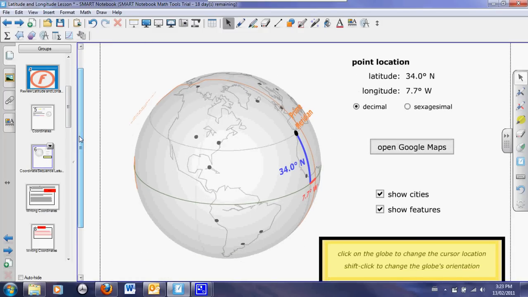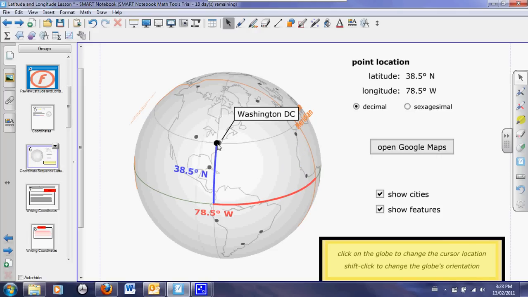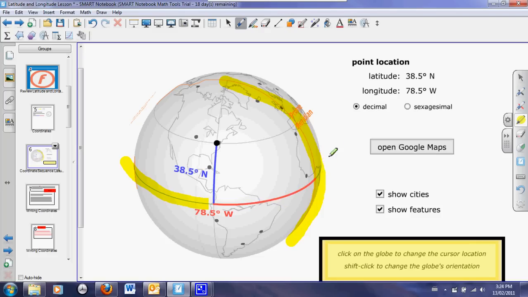We're not going to be worried too much about the places, but as soon as I click on a place, Washington, D.C., we do the blue lines first because they're latitude. We've got 38.5 degrees north, and then of course from the prime meridian, we're going to do 78.5 degrees west. And I should probably back up a second here. Prime meridian is here. This is the starting point for lines of longitude. And the starting point for latitude, which of course is the number that goes first, is the equator.